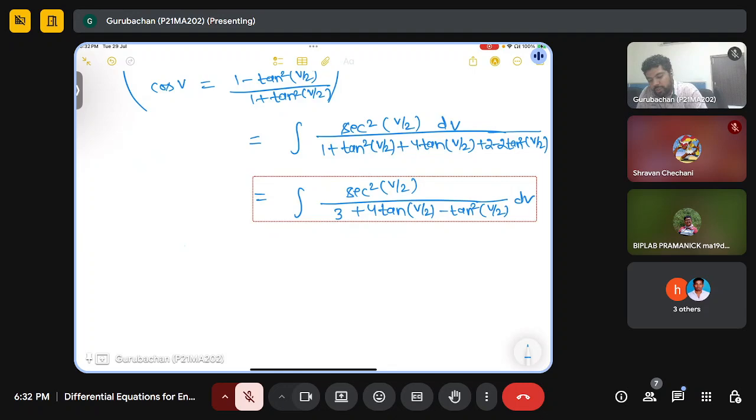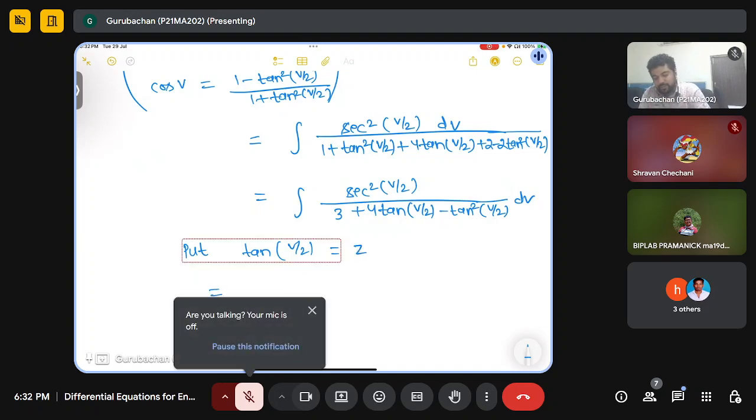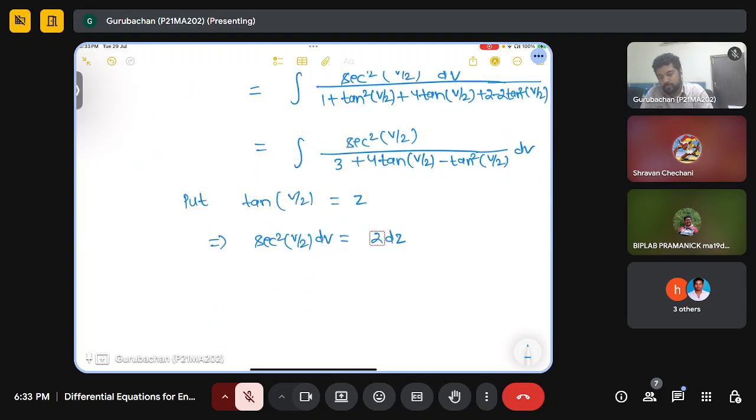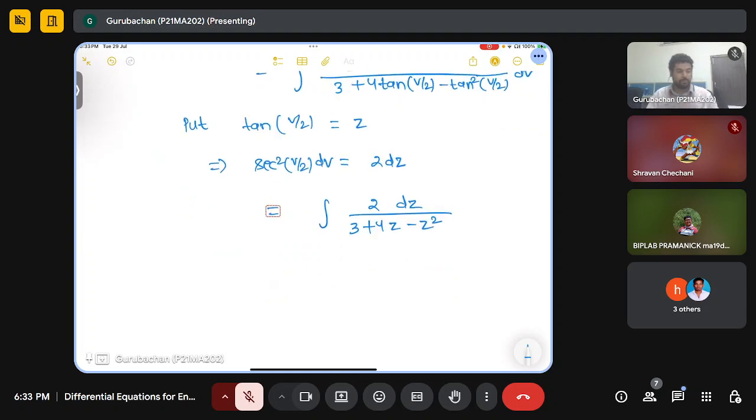So now what you can do, you can put tan v by 2 as some z. And what is the differentiation? This will give you secant square v by 2 dv equals 2 times dz. Is it correct? Yes, sir. So it will give you 2 times dz divided by 3 plus 4 times z minus z square. Is it fine till now?